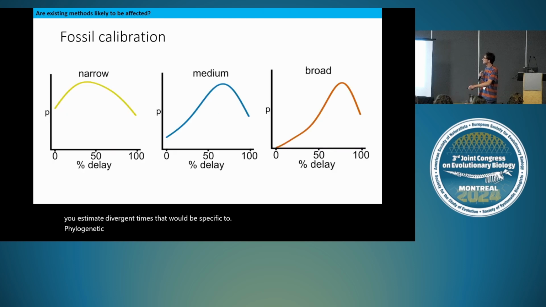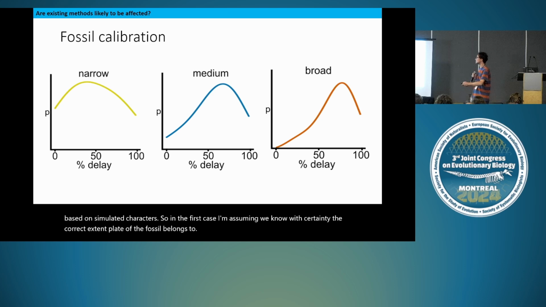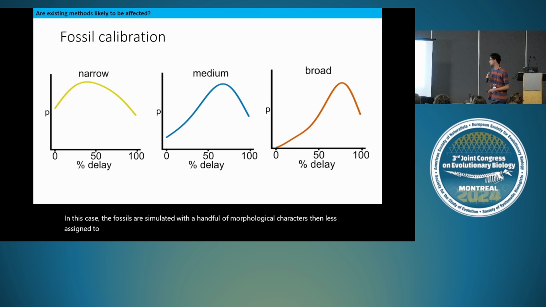Then in a slightly more complex scenario, we've got narrow, medium, and broad scales, and in this case, we're assigning fossils to clades based on simulated characters. So in the first case, I'm assuming we know with certainty the correct extant clade that the fossil belongs to. In this case, the fossils are simulated with a handful of morphological characters, then they're assigned to nodes in the tree based on that. So it's more equivalent to how you would put fossil calibrations in a tree if you're trying to estimate a dated phylogeny.